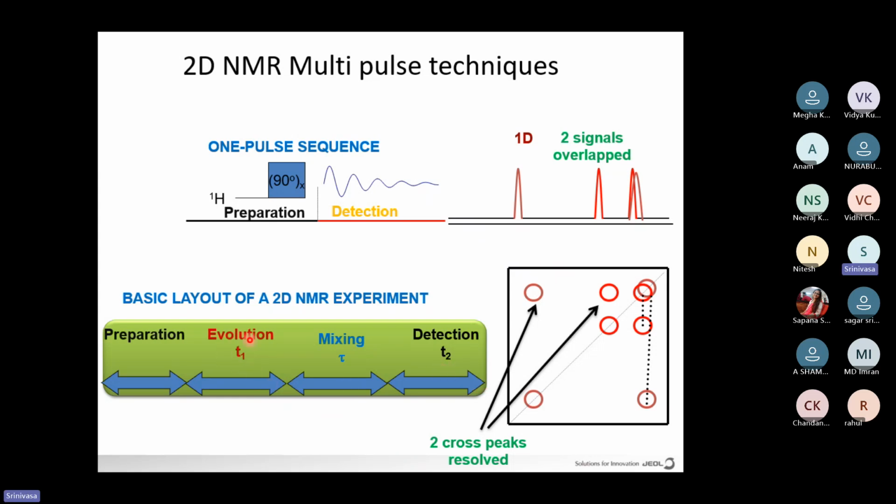Now this is called a dimension: T1 dimension, T2 dimension. The T1 dimension is basically the indirect dimension and the T2 dimension is the direct dimension. In the 1D experiment, the peak is merging over here. In a 2D experiment, you can see the diagonal peak is still merging, but if you have a correlation, you can see cross peaks spread into the two-dimensional view. This is how you can use that.